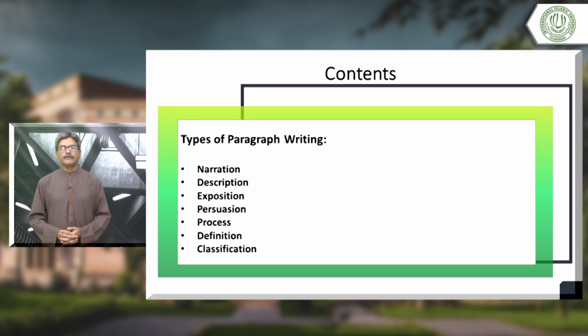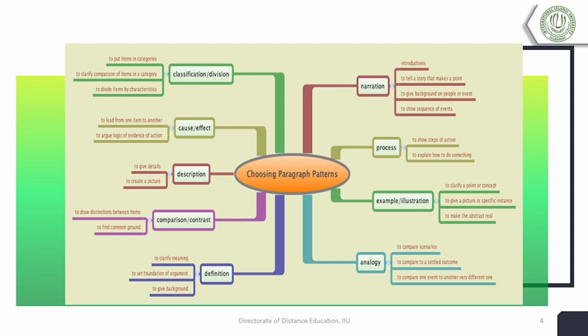Now, these are the various types, as you can see: narration, description, exposition, persuasion, definition and classification. There are others, but for your consumption I have selected a few and then I will discuss about each one of them with, as I said, examples. This chart would explain to you all these different types of paragraphs on one page, but now I will discuss separately.